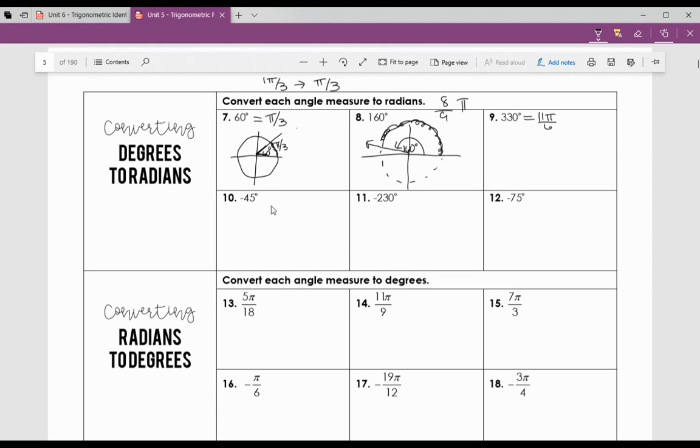All right. So negative 45 degrees. Have y'all already done these? All right. I'm going to give you a moment. You will have 3 negative answers. That's okay. You're just going to have a negative out front of your angle.